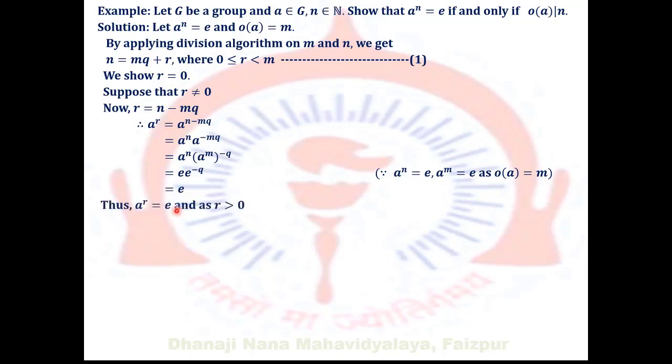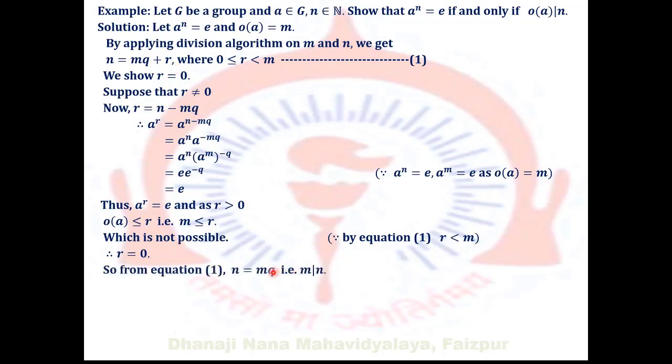From that we can say, as r is greater than 0, order of a is less than or equal to r. That is, m is less than or equal to r, which is not possible because our r is less than m. Hence, we must have r equal to 0. So we put r equal to 0 in equation 1. Then we get n is equal to m into q. That is, m divides n. So from that we get order of a divides n.